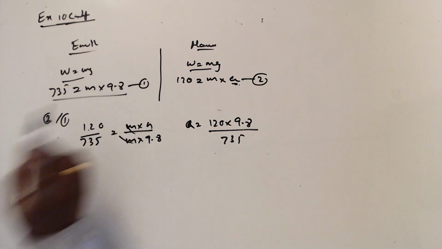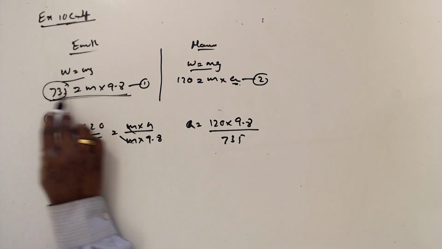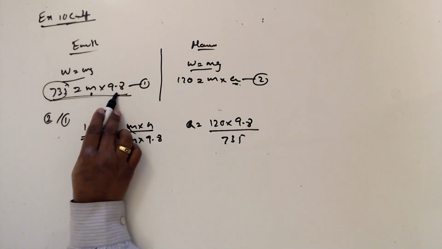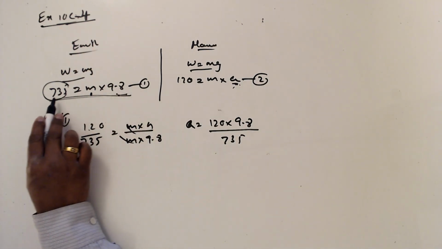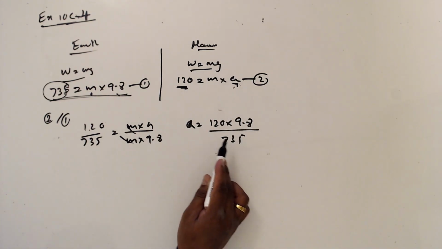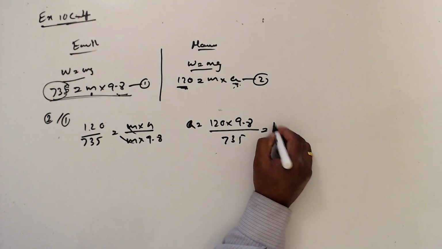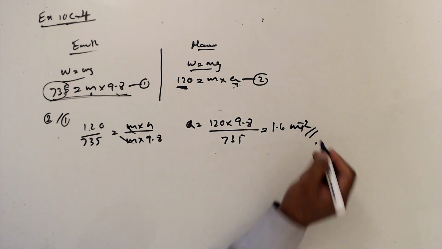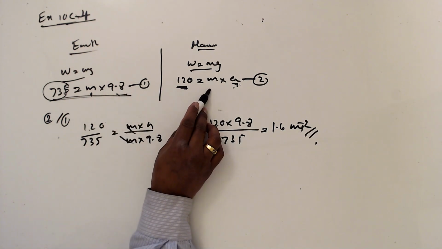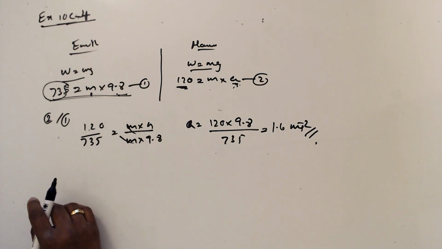So this is for Earth. This is the Newton, and this is the same mass, but due to the acceleration differences, we have 735 here, 120 there. Definitely a should be less than 9.8. This is 1.6 m/s^2. Without division, you can make m the subject and substitute here, and you can find a. This is another way, but for me this is easy, I feel.